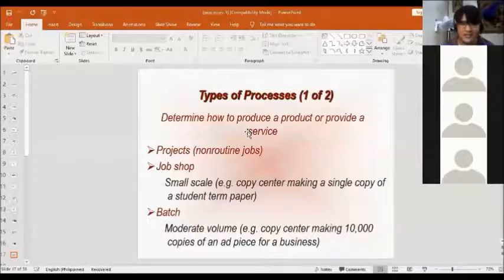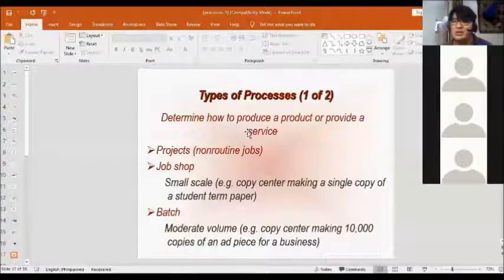Okay, so for batch ito, that is moderate in volume. So they do it per batch. Okay, so parang ano rin siya, no? Parang assembly din siya, mass production, pero mas kokonti yung volume niya eh. Pero ang ginagawa niya lang dito ay parang isang per module.